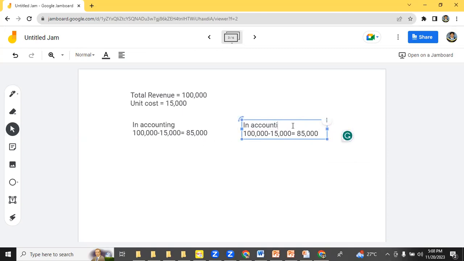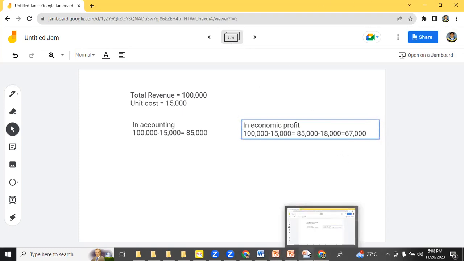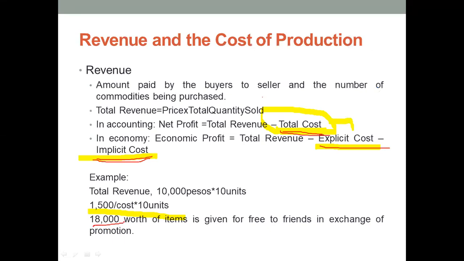Pero, kung economic profit, so kung economic profit, we will not end sa 85,000. We would consider the what? We would consider the 18,000 worth of items. Okay? Naman, ihambal niya, 18,000 worth of items is given for free to friends in exchange of promotion.